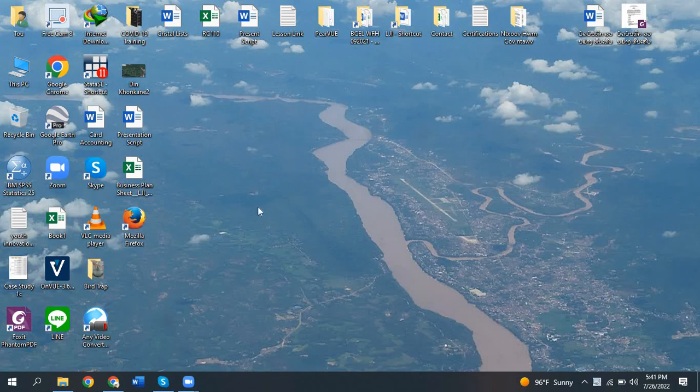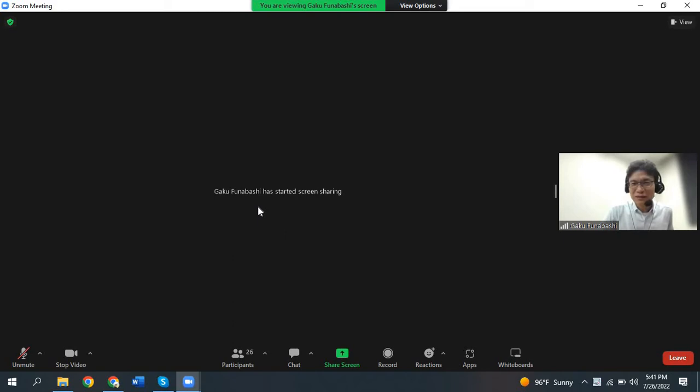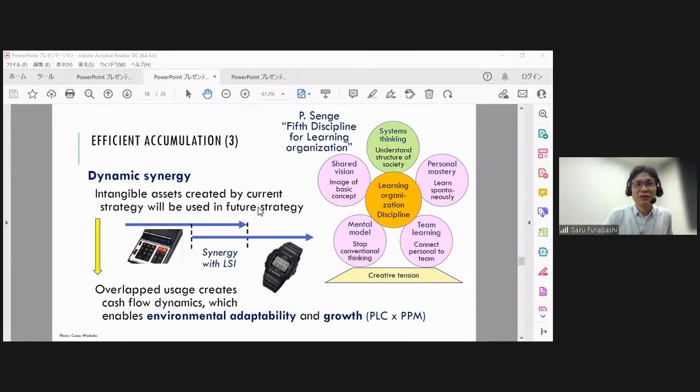So good. So let me share the material and I will explain one by one. And let me start with this slide of the dynamic synergy. And again, when I explain dynamic synergy, I explain this is a mixture of PLC and PPM.